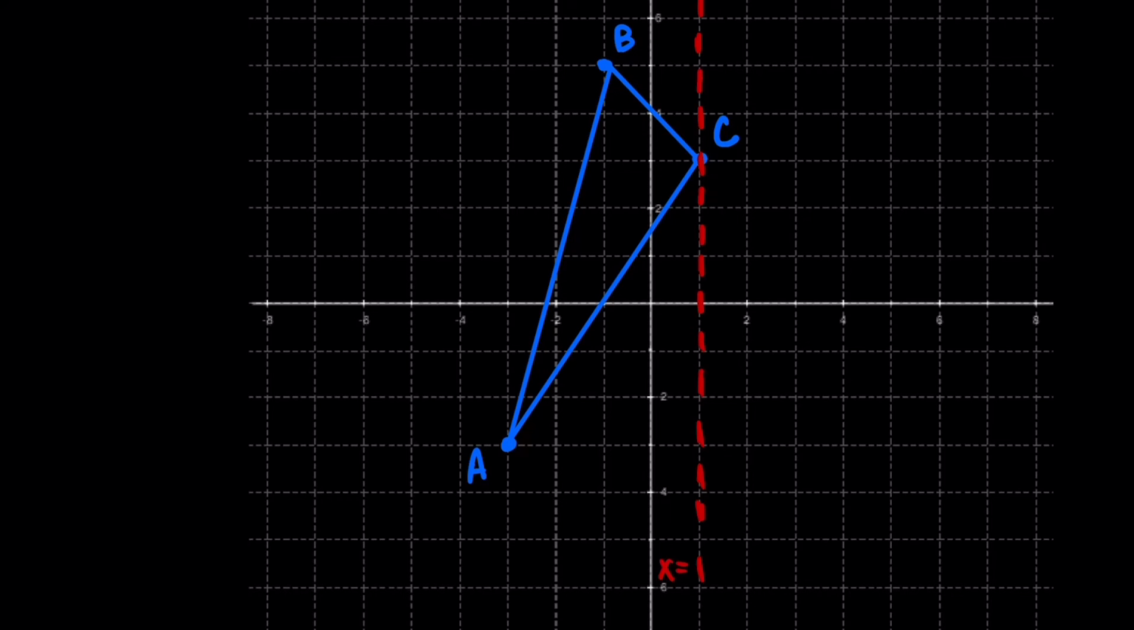Now, to reflect these points, here's how it works. To reflect point A in this line, you have to count the number of spaces to the line and then go the same number of spaces to the other side. So A prime will go right there. Do the same thing for B. 1, 2, 1, 2. So B prime goes right here. Now what's interesting about C, since it's on the line of reflection, that would also be C prime. So now, let me just sketch in that triangle.